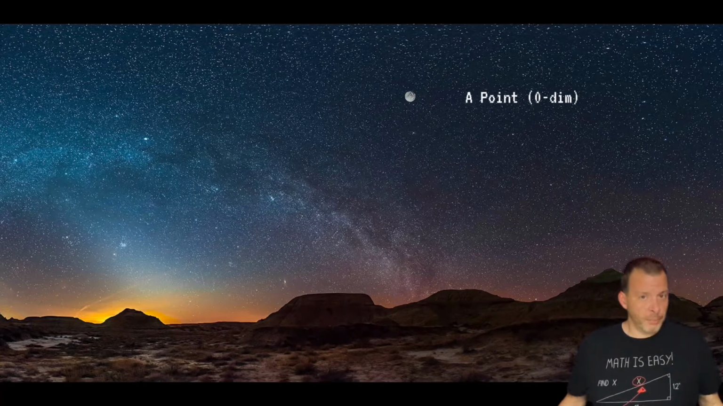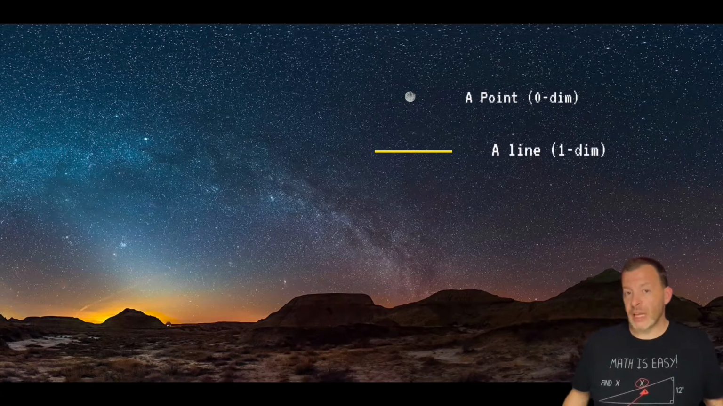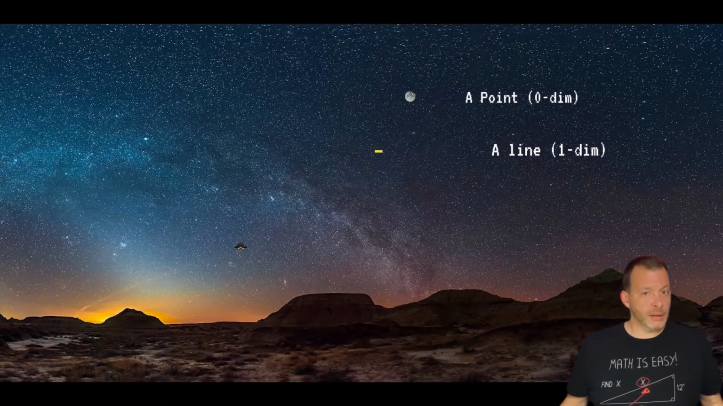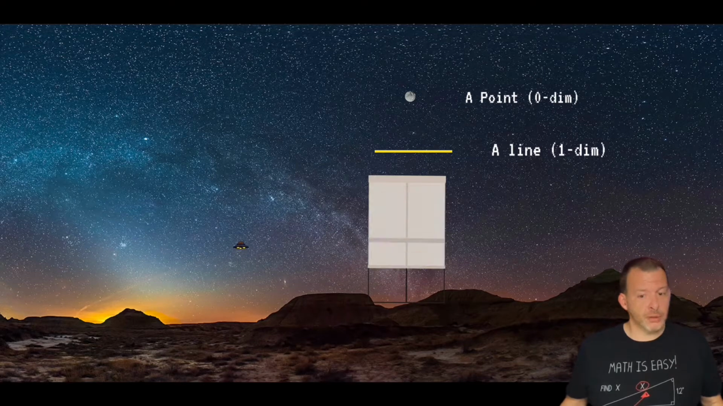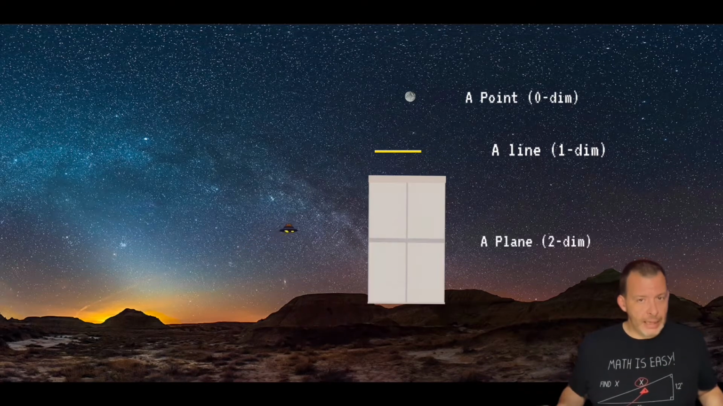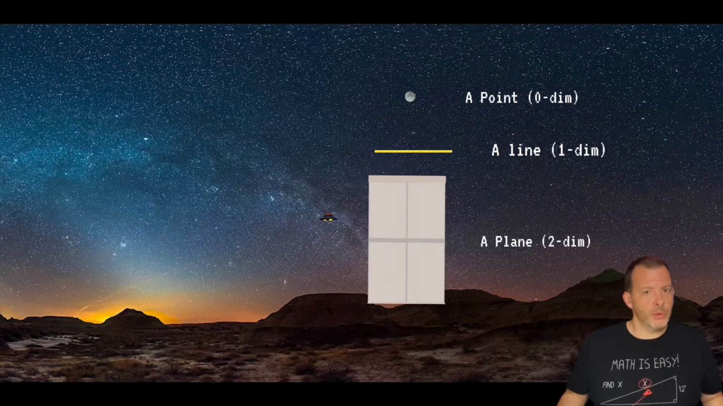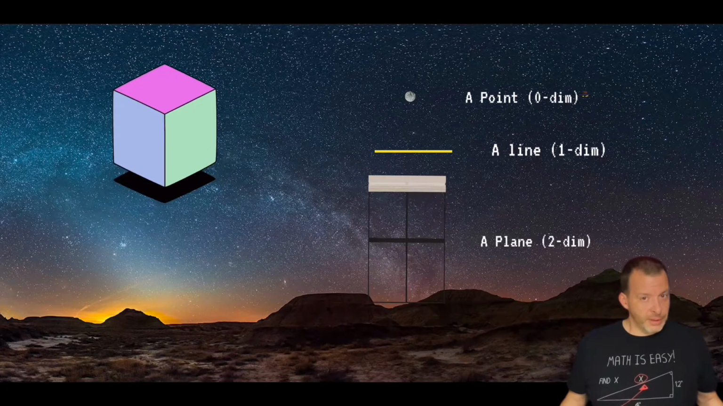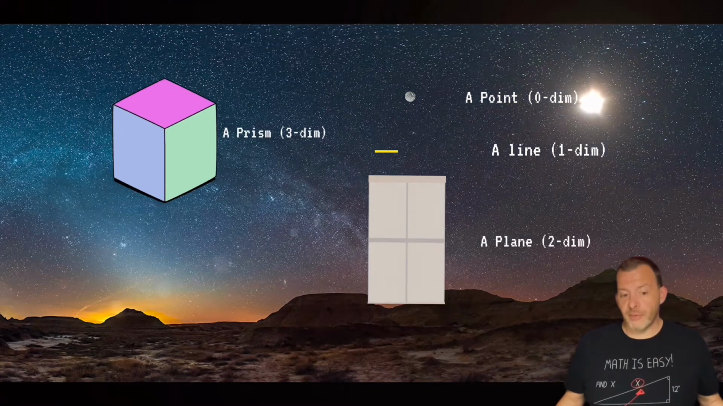Okay, let's start with a point, which is 0-dimensional. If you move that point in 1 dimension, we get a line. Now take that line and move it in a different dimension, and you're going to get a plane. Now what happens if you take a plane and move it in a new dimension? You then get a prism, or a 3-dimensional object, which you're probably familiar with.